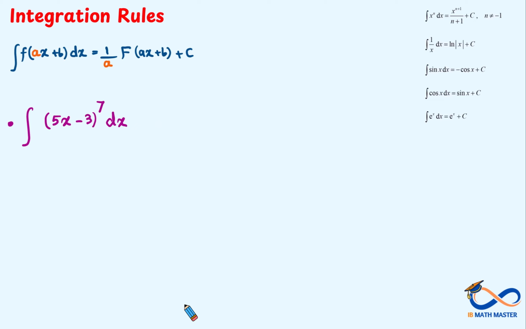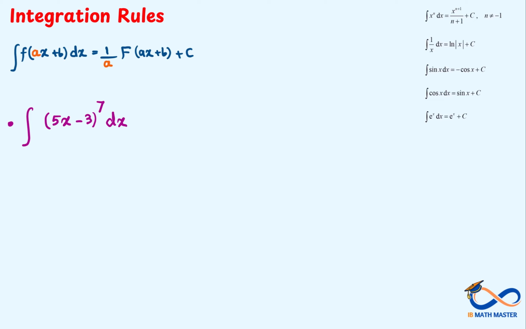Now here we have another example. We have 5x minus 3 all raised to the power of 7. Now to integrate here, we will follow this rule here. We will increase the power by 1 and divide by the same new power.